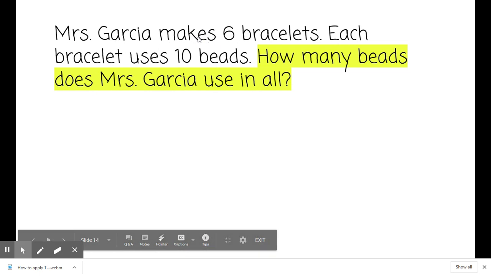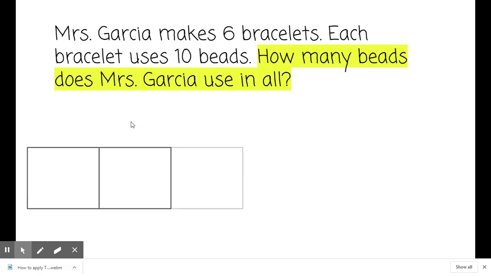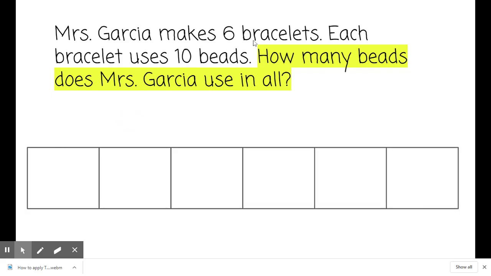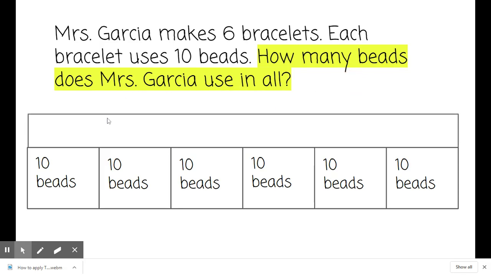Miss Garcia makes 6 bracelets. Each bracelet uses 10 beads. Let's make our 6 bracelets. And each bracelet uses 10 beads. 10, 10, 10, 10, 10, and 10. How many beads does Miss Garcia use in all? We need our whole.